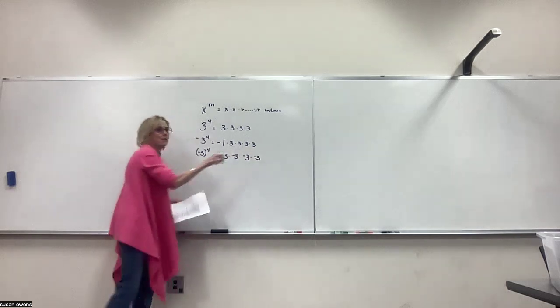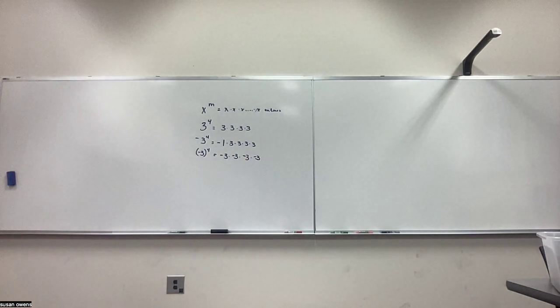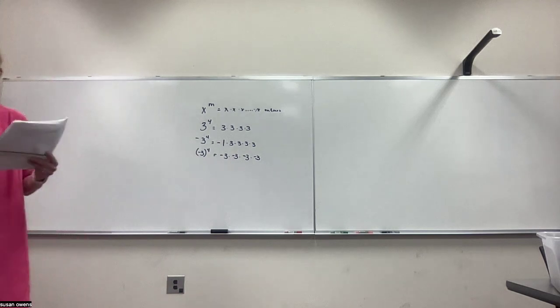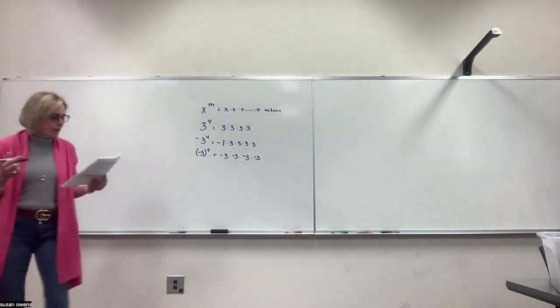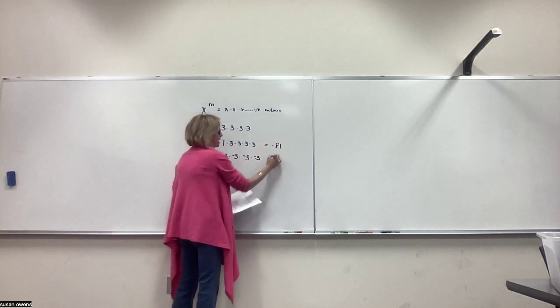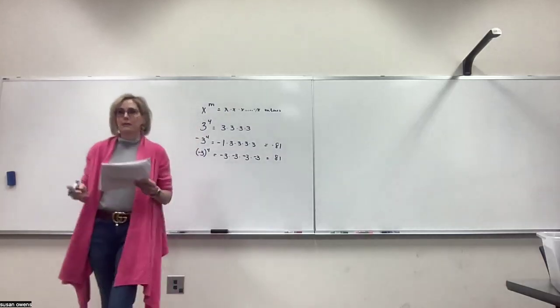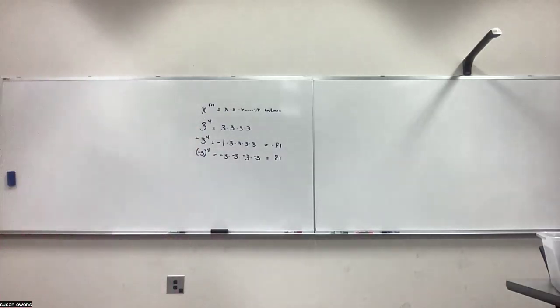This differentiation is so important, and it's one of the things that students mess up on and get the wrong answer from with their calculator all the time. Pay attention to what is being taken to the exponent. Is the negative being taken to the exponent or just the number? Okay? So here, this would be negative 81. And this would be positive 81. Does that make sense to everybody, the difference between those things?